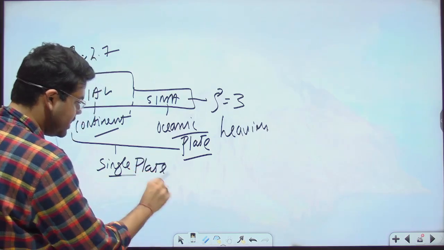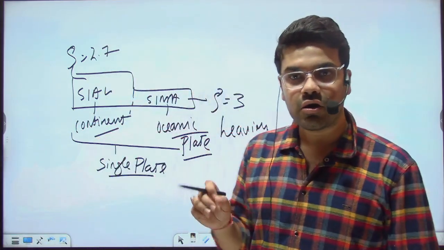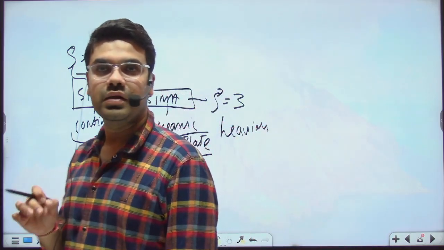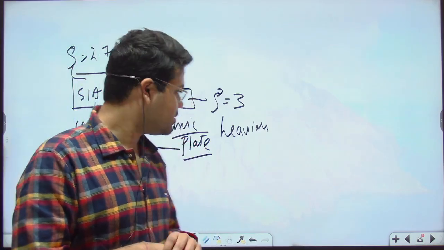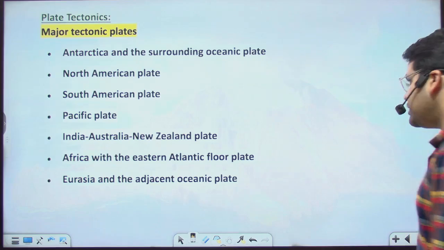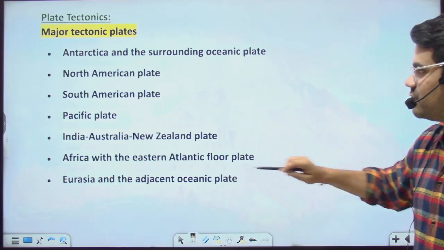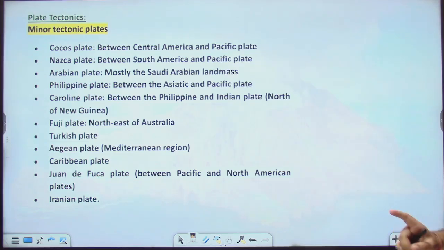That is, a plate can be a combination of ocean and continent. It cannot be isolatedly an ocean or isolatedly a continental plate. It is a combination of both. I hope you are getting my point. So on the basis of this, he divided the whole world map into 7 major plates and 22 minor plates.